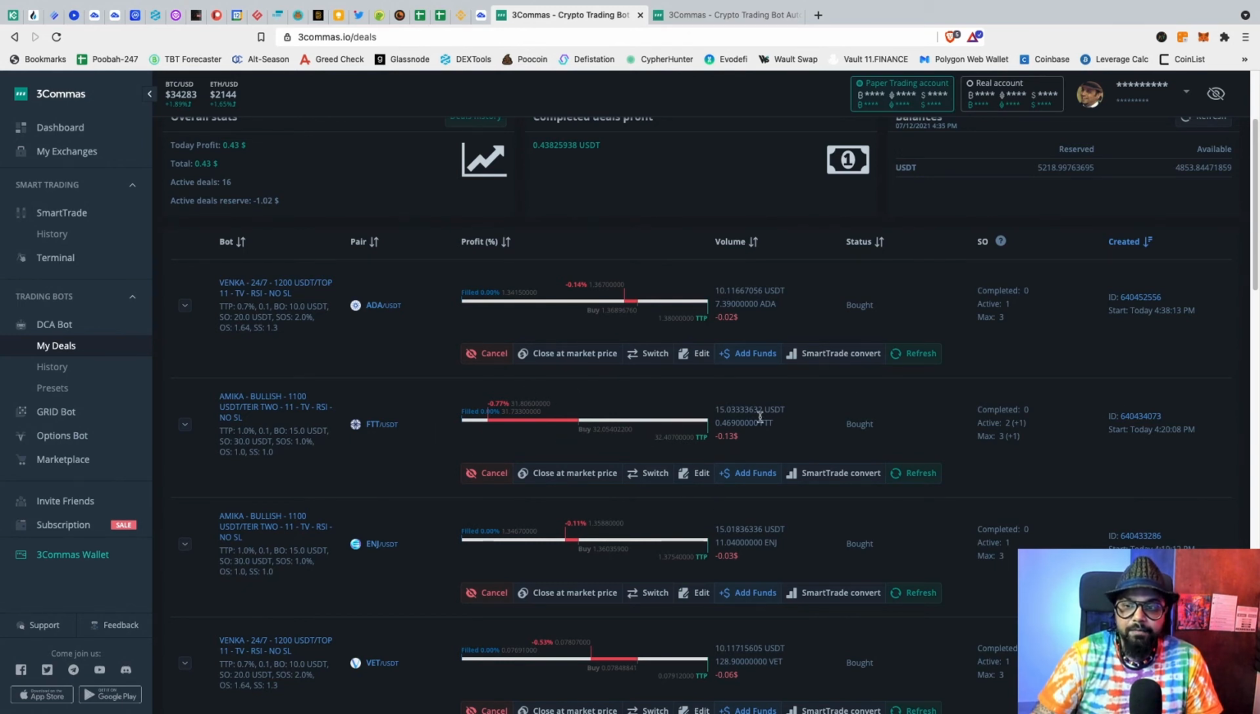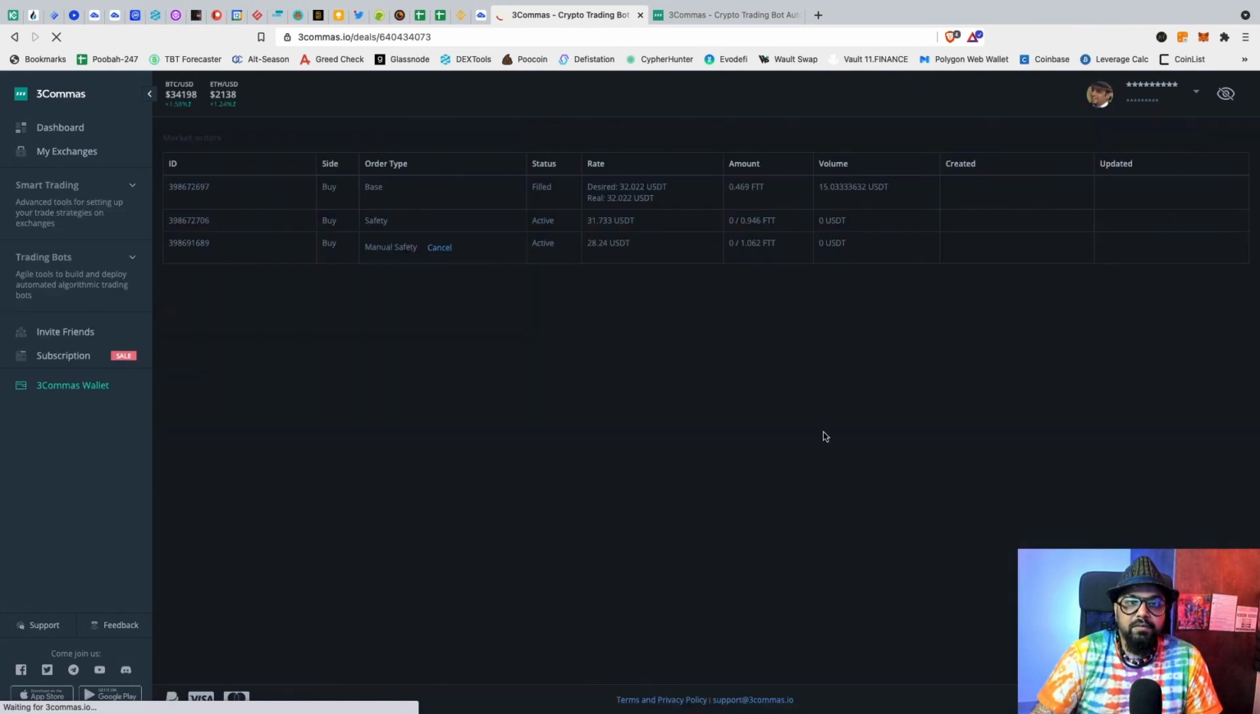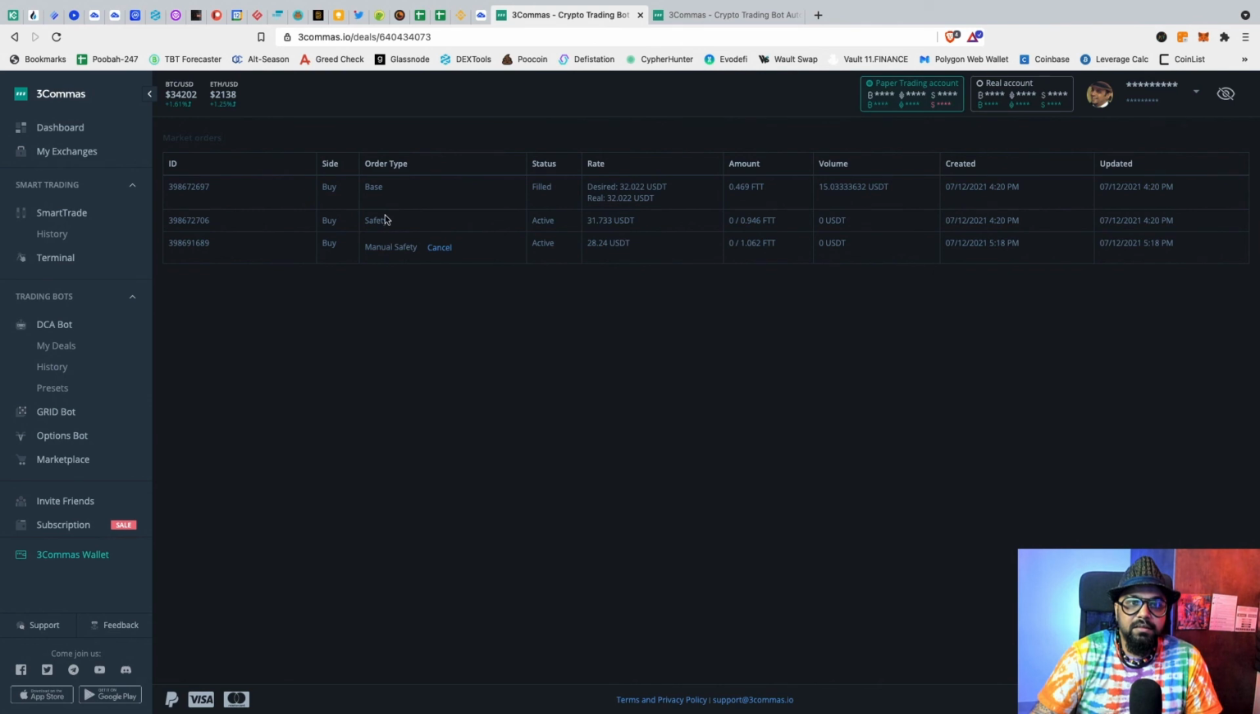When you manually add funds, you can see that it adds in a +1 over here instead of the allotted deals. And then you can click on this ID, and it will show you where you've added the fund as well. This is the manual safety. This is like automatic, like done through the bots. So manually we've added an active order at 28, and it shows you everything about it over here, and you can cancel it over here as well.